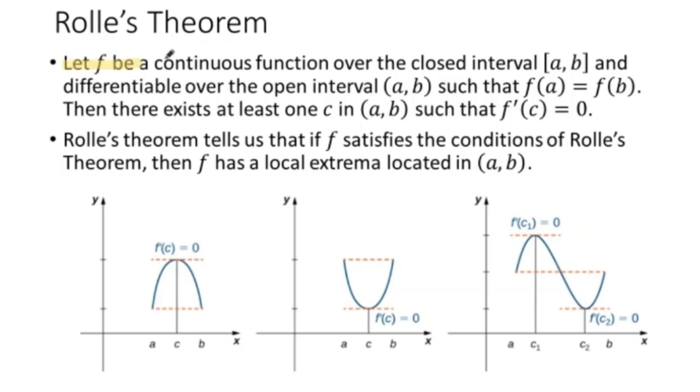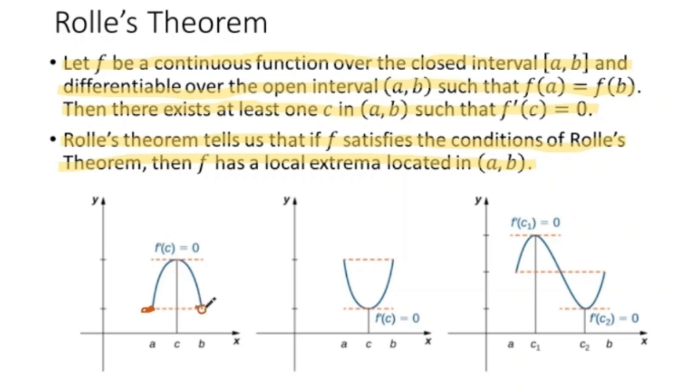Rolle's theorem states, let f be a continuous function over a closed interval [a,b] and differentiable over the open interval (a,b) such that f(a) equals f(b). Then there exists at least one c in (a,b) such that f prime of c equals 0. What Rolle's theorem tells us is that if f satisfies all the conditions of Rolle's theorem, then f has a local extrema located within (a,b). The reason why Rolle's theorem holds can be shown through the pictures below.